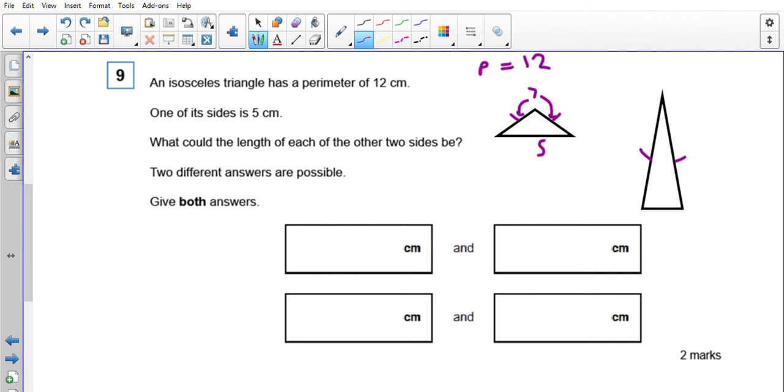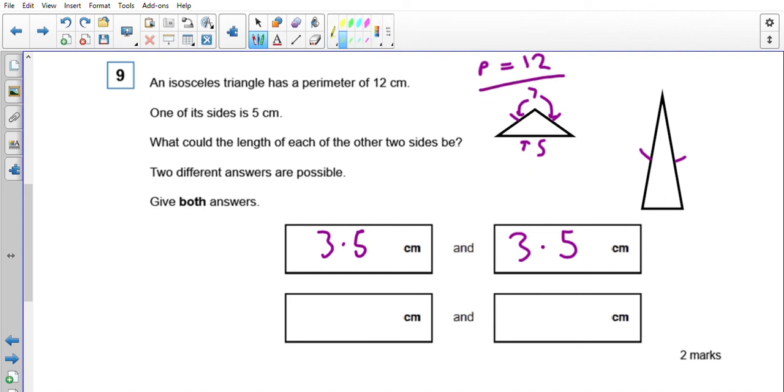So if one side is 5 at the bottom, that means that the other two are going to have to be 7 divided by 2. They're going to have to be 3.5 each. 3.5 add 3.5 is 7. 7 add 5 gives me my perimeter of 12. Okay, so if I had 5, 3.5, 3.5, it's going to give me 12.